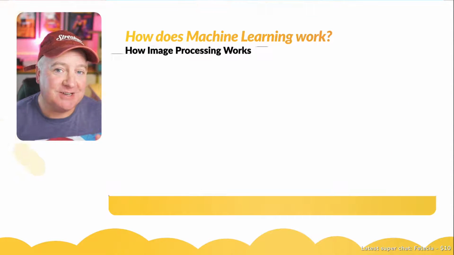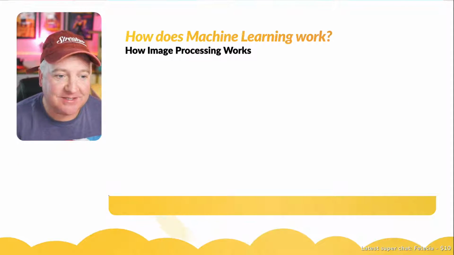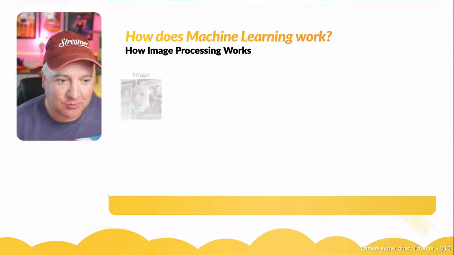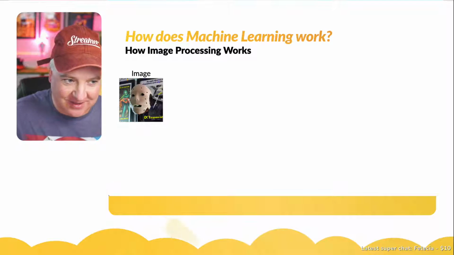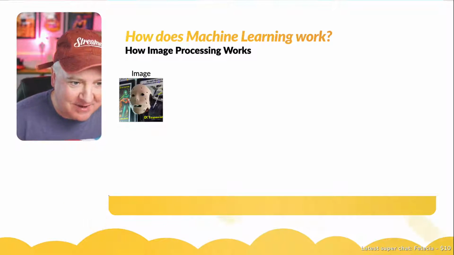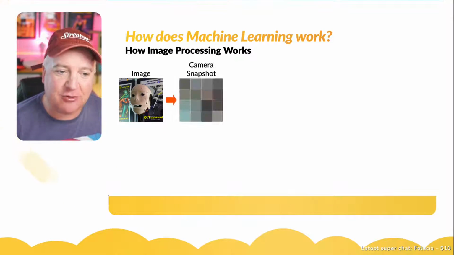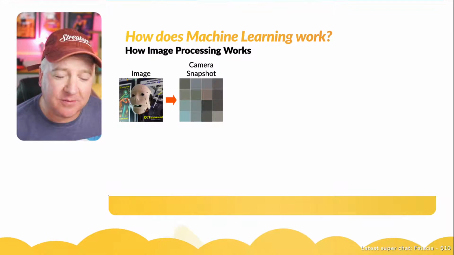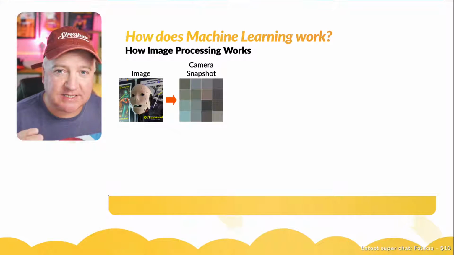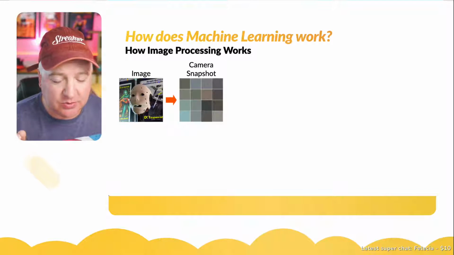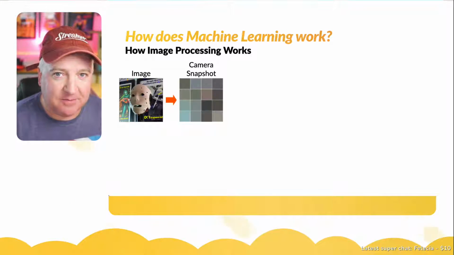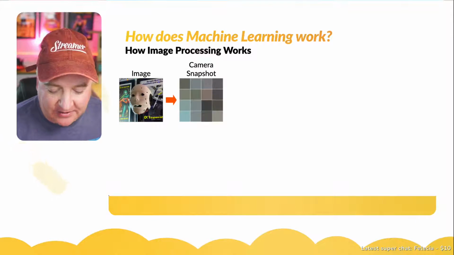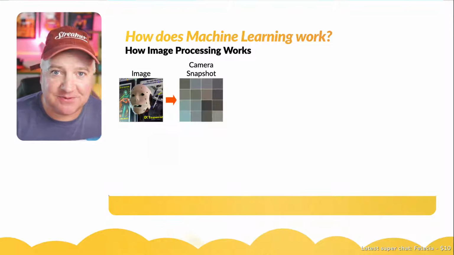So how does machine learning actually work? How does image processing work? Say we have a scene, we have an image. There's a picture of my Sonny on the backdrop behind me, and we're going to take a picture of this using a digital camera, and that's going to slice that image up into pixels. It's going to use some kind of CCD device to capture the image and convert it into pixels.